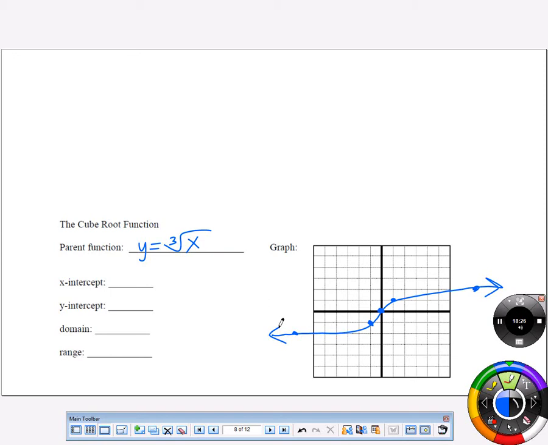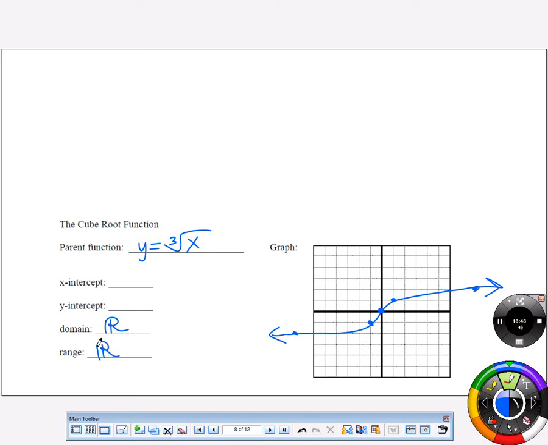So what is the domain of this function? All real numbers. Good. There's no limitation, right? We can plug in positives, negatives, whatever we want. And what is the range of this function? Good. All real numbers. It doesn't skip anything. There's no maximum. There's no minimum. All real numbers.